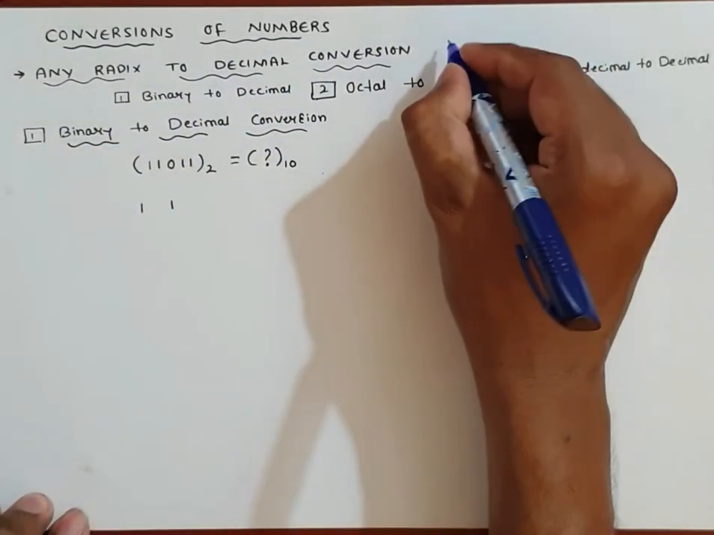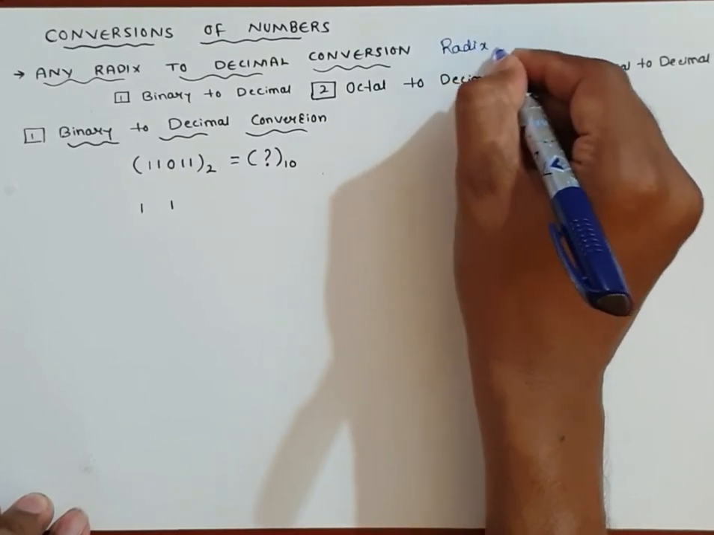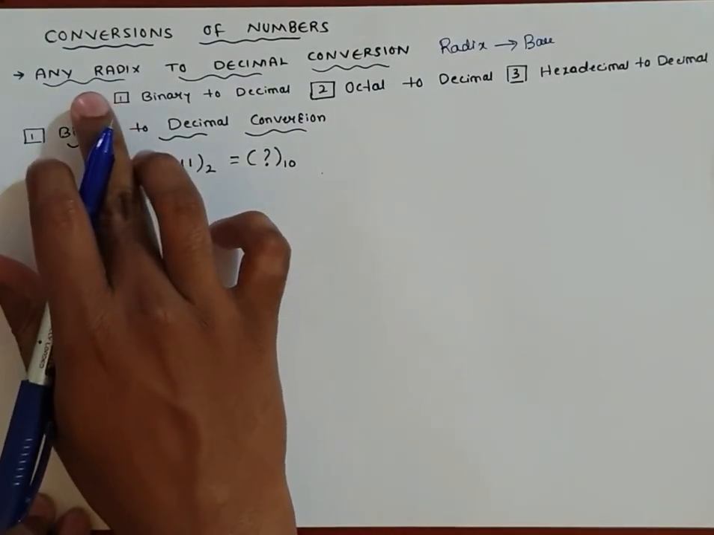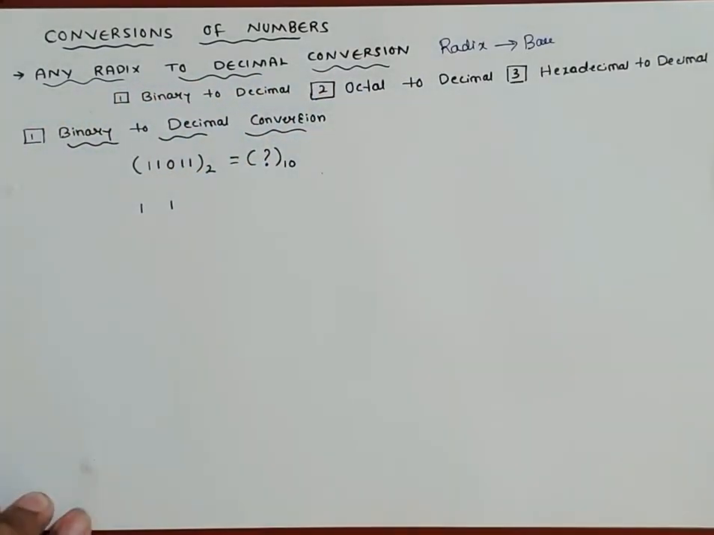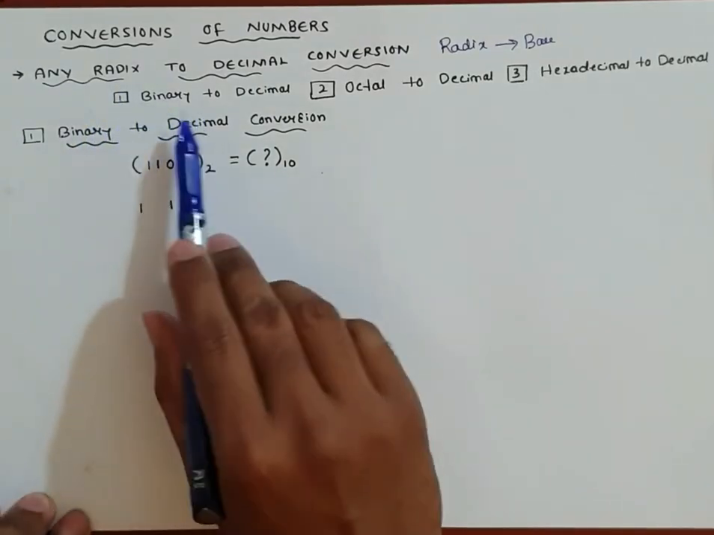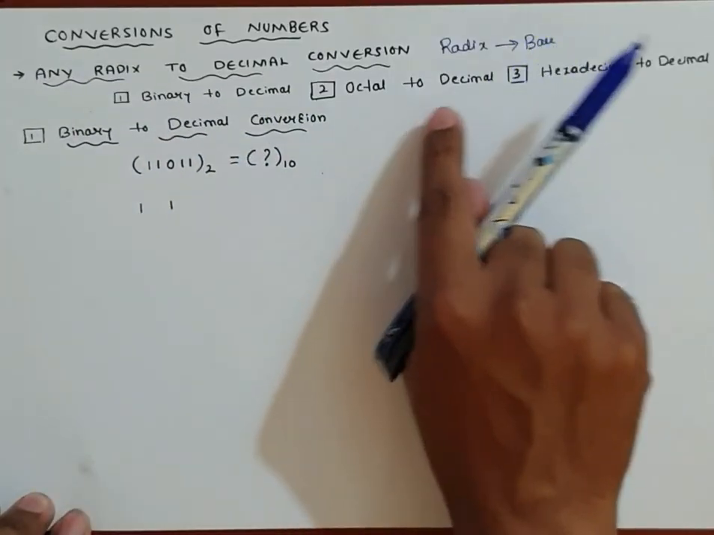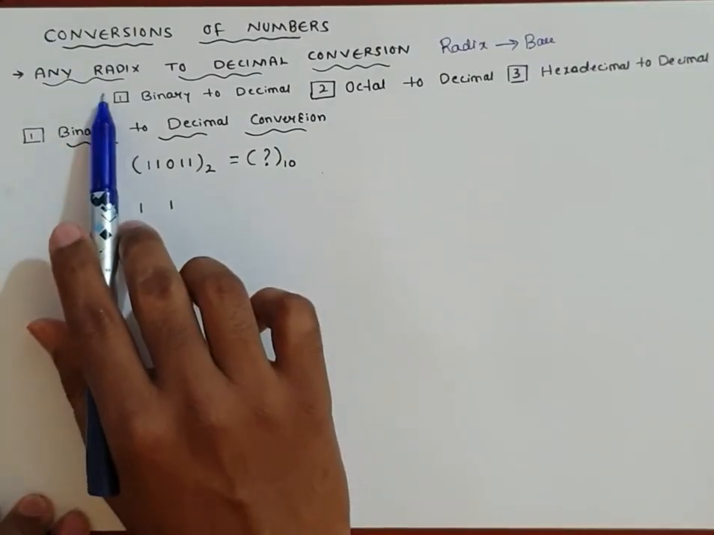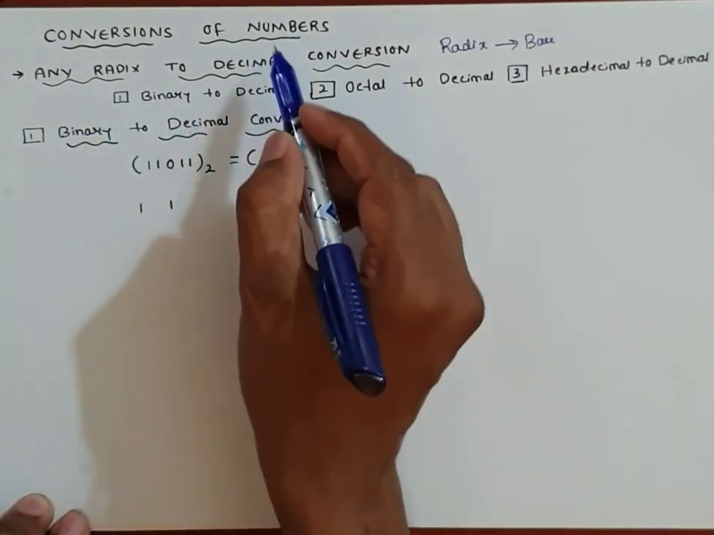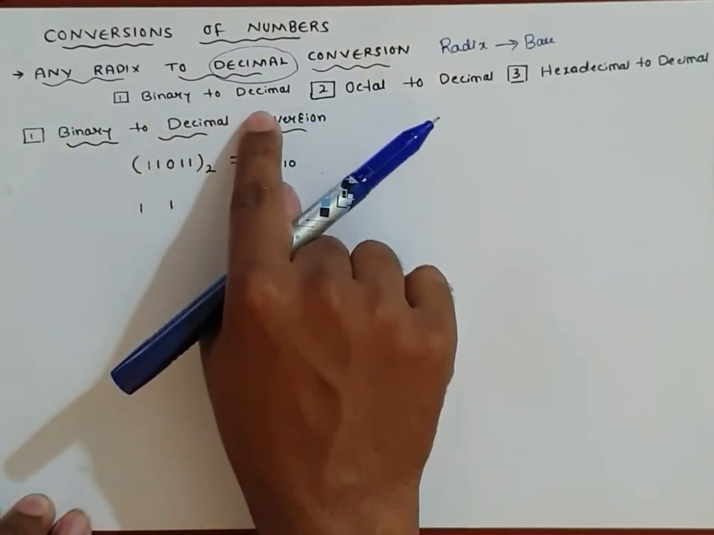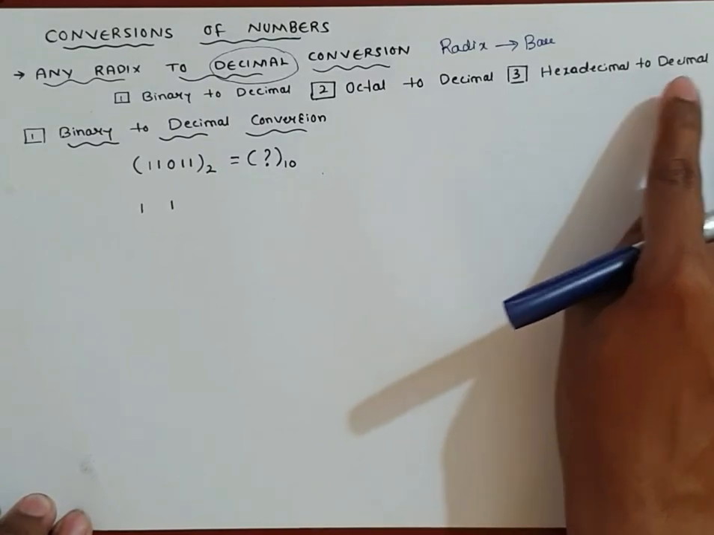So what is the meaning of radix here? Radix is also called as base. It means they are asking any base to decimal conversion. So in this we will be having three possibilities, that is binary to decimal, octal to decimal, hexadecimal to decimal. In this case the final result should be in the decimal form.